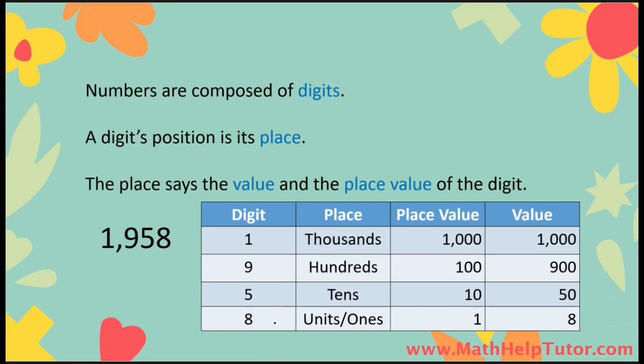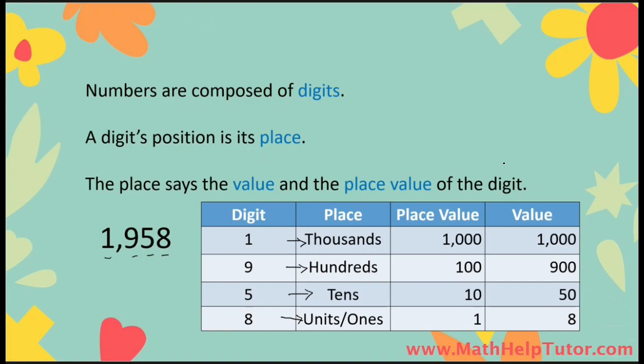So the digit 8 is in the ones place. The digit 5 is in the tens place. The digit 9 is in the hundreds place. And the digit 1 is in the thousands place. Each of these places have their own place value.